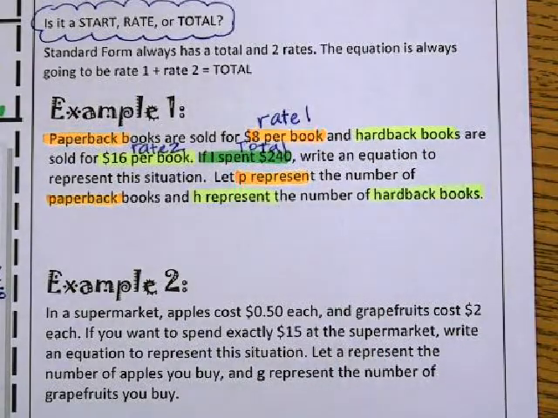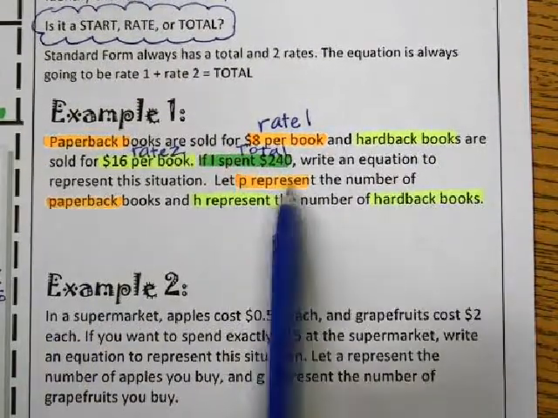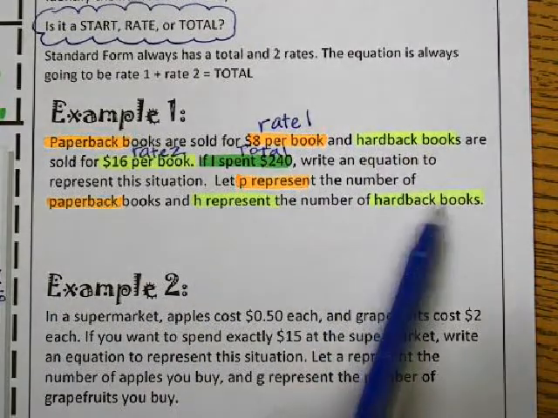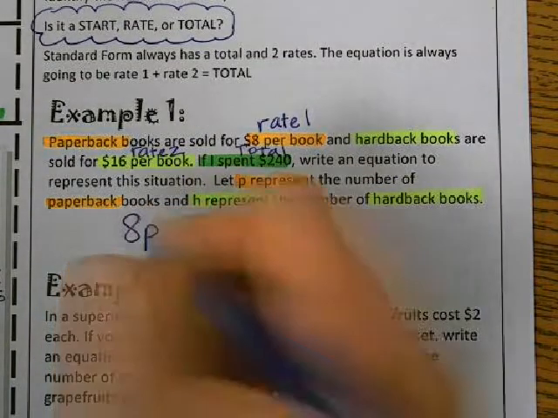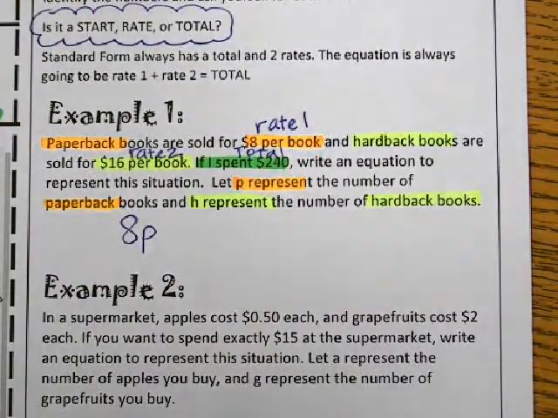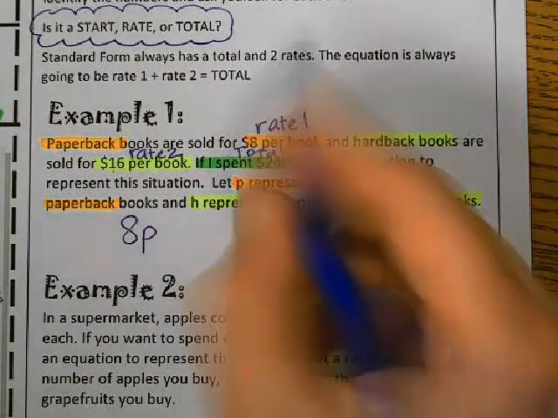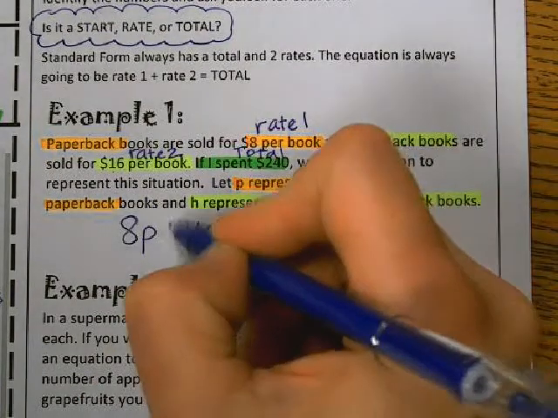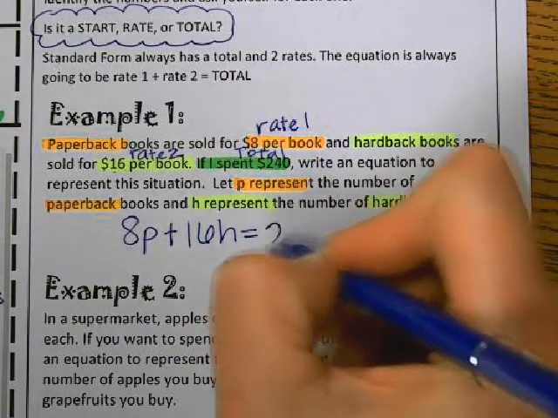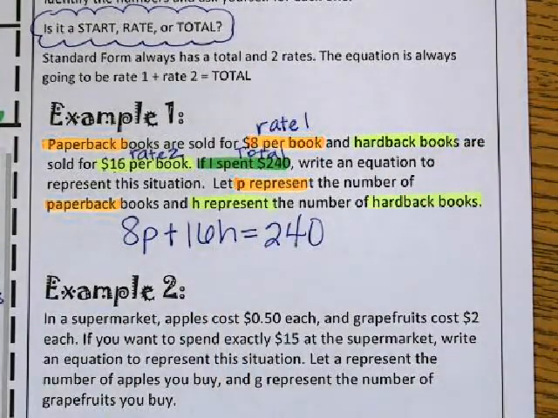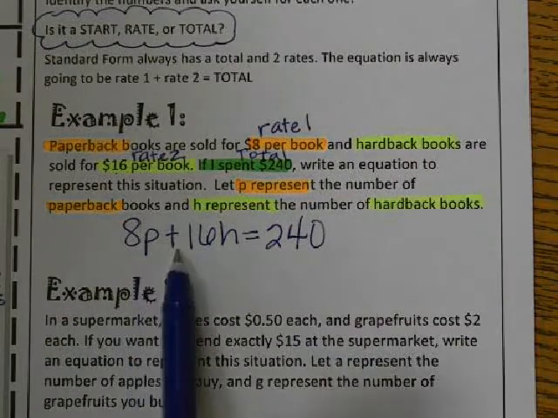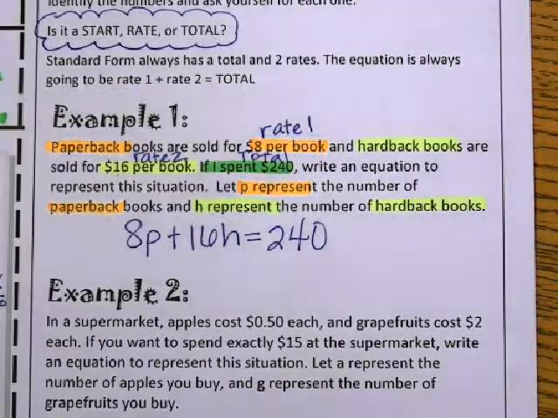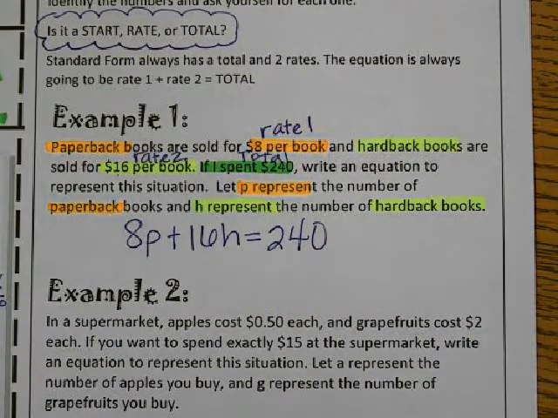Notice I color coordinated. I've got the orange P and the yellow hardback. So we're going to say 8 times P, because it's a rate, and rates are multiplying. And then we're going to say 16 times H, and we're going to add them together, equals $240. Supposed to be super duper easy. Okay? 8 times the number of paperback plus 6 times the number of hardback equals $240. Okay? So if you can find 2 rates, you're always going to use standard form.